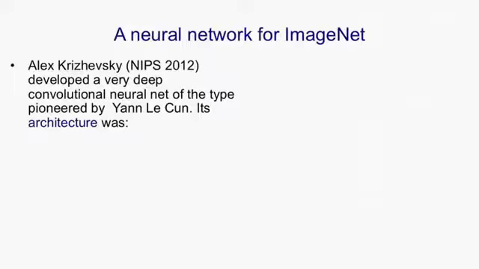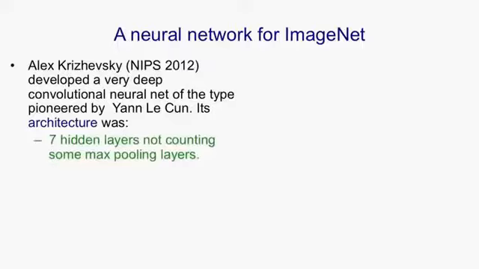It's a very deep convolutional neural net of the type pioneered by Yann LeCun that was first used for digit recognition, and then Yann later applied it to recognizing real objects. And we're using all the lessons that were learned by Yann's group and by Yoshua Bengio's group and by various other groups, developing these deep neural nets for doing real vision. It has 7 hidden layers, which is deeper than usual, and that's not counting some of the max pooling layers.